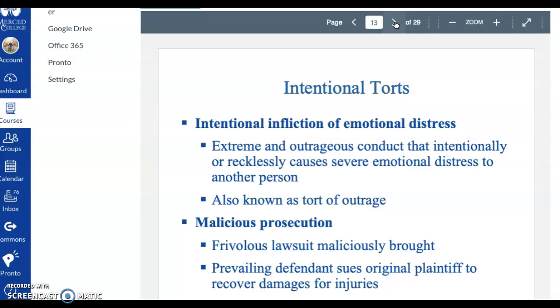And then malicious prosecution would simply be prosecution that is reckless or extreme. So a prosecutor knows that someone was not guilty of something and goes for it anyway.